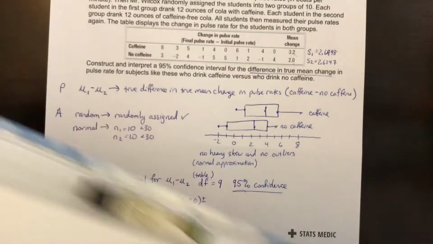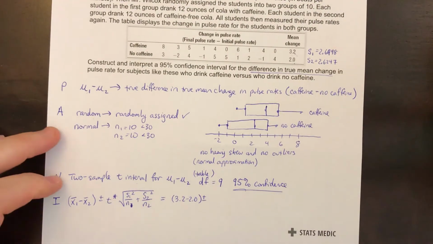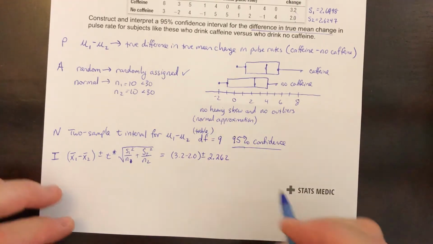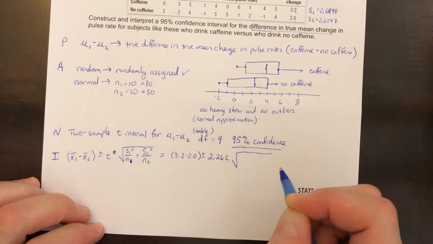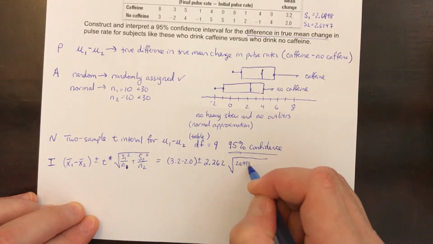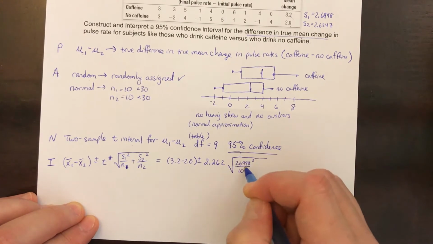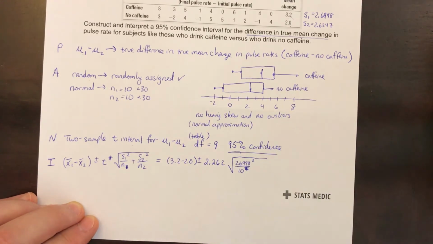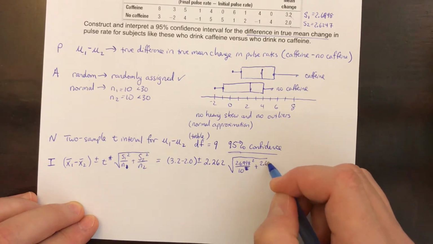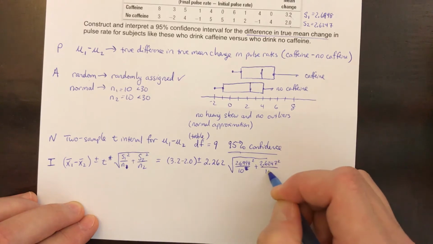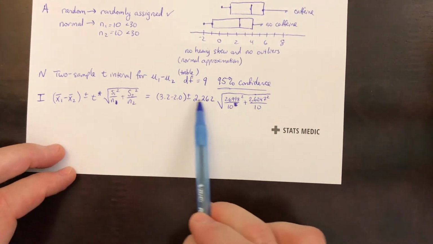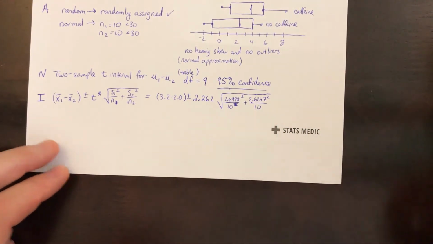So let me come back to the paper here. 2.262 times the square root, and we take our sample standard deviations. For the caffeine, that was 2.6998 squared divided by the sample size, which is 10, not 10 squared, just 10, plus the standard deviation for the second sample, 2.6247 squared divided by 10. I would recommend using the calculator, because there's a lot going on here, a lot of ways for me to make a mistake.